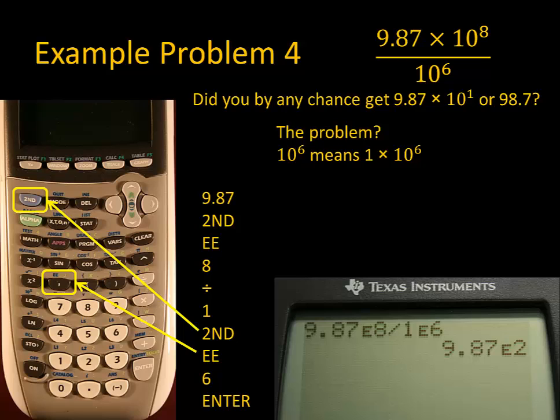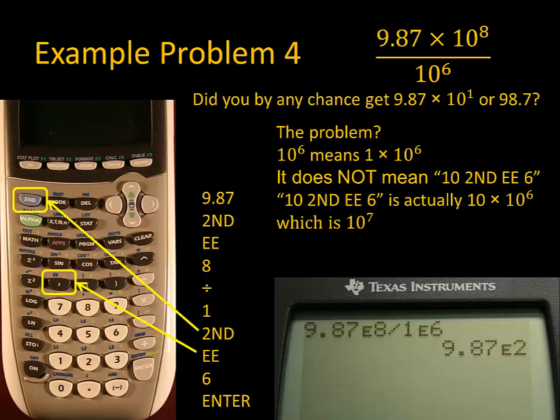10 to the 6th means 1 times 10 to the 6th. You look at that, and you misinterpret it, that 10 to the 6th in the denominator. It does not mean 10, 2nd, EE 6, although it's very tempting to hit that instead. 10, 2nd, EE 6 is actually 10 times 10 to the 6th, which is equal to 10 to the 7th. That's why I was careful to enter the denominator with the keystrokes 1, 2nd, EE 6. The mistake that can arise here is one that most people who use calculators for scientific notation have made, so try to watch out for it.